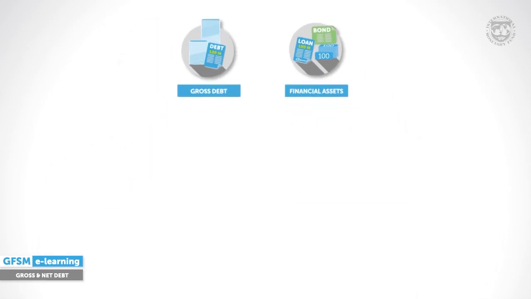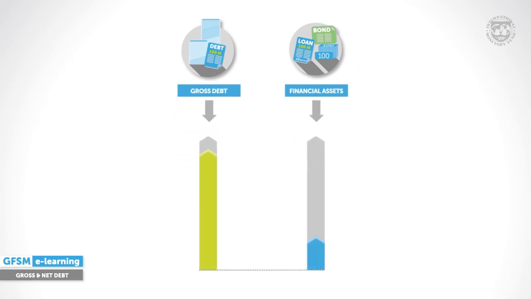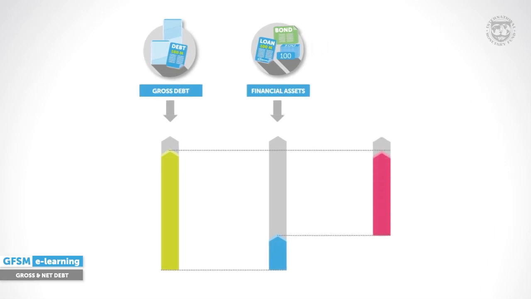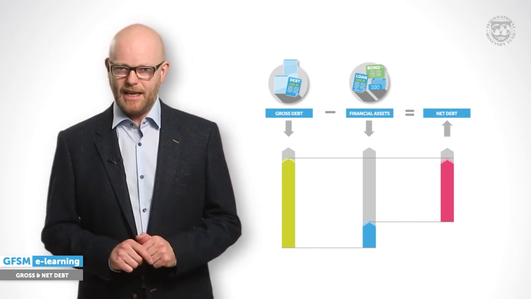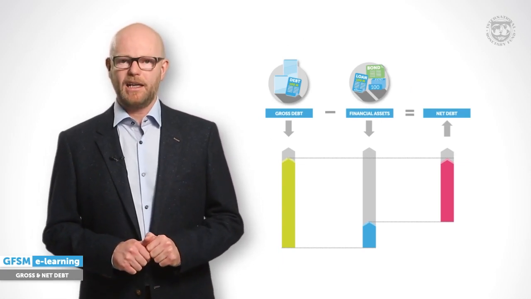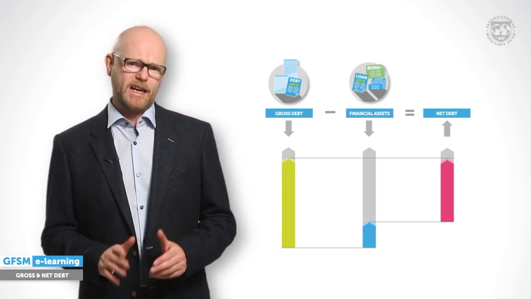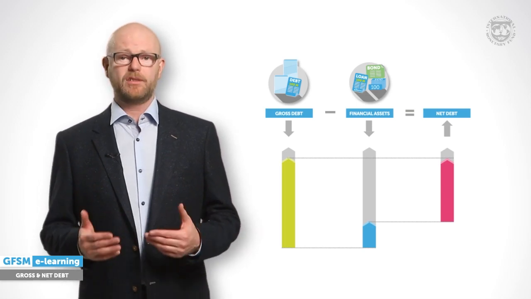So if we add up the total value of debt liabilities on the one side and the value of financial assets in the same categories on the other, we can calculate the residual. Total debt minus financial assets, this GFS measure is called net debt. Net debt indicates what would remain if the government would liquidate those financial assets and use the funds to repay its debt.